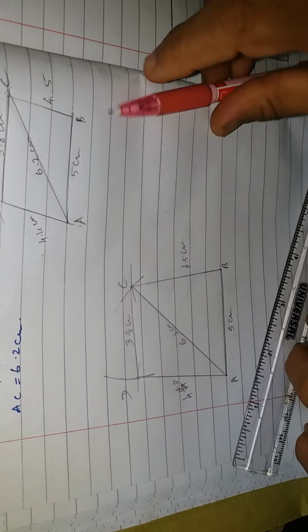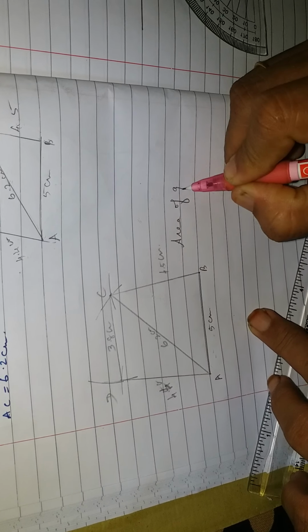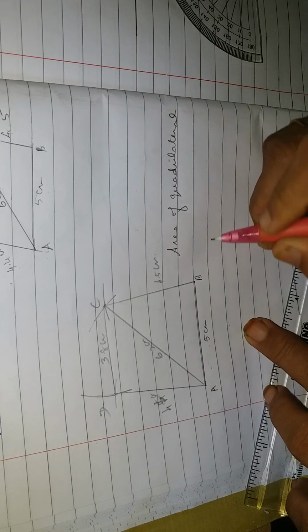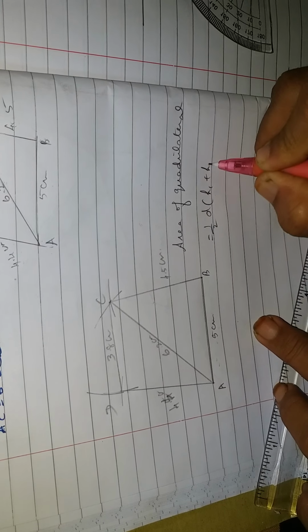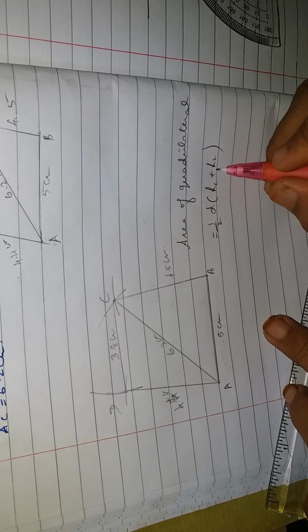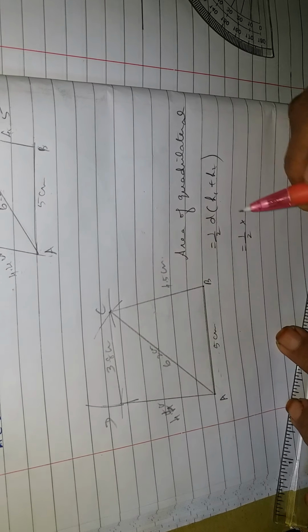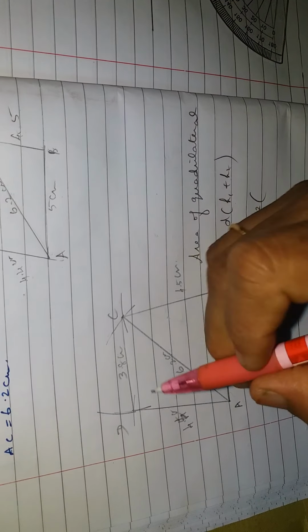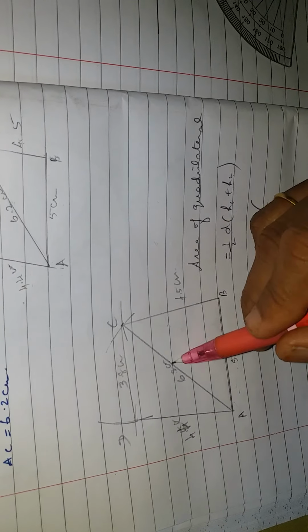After this you are supposed to find the area of the quadrilateral. So area of quadrilateral is equal to half into d into h1 plus h2, where d is your diagonal, h1 and h2 are your heights. So it is equal to half into your d value is given, that is your diagonal is given as 6.2. Now you want to find out h1 and h2, that is the point of contact from the vertex to the diagonal, from here to here.